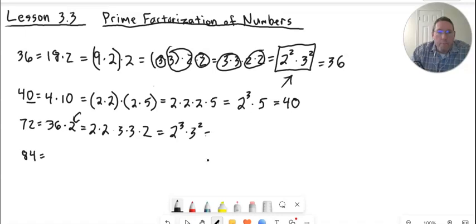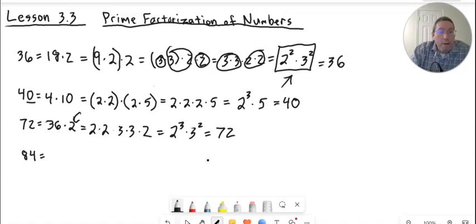3 squared, okay? And then 2 to the 3rd we already saw is 8. 3 squared is 9, and 8 times 9, that's 72. And so we have the prime factorization of 72. Let's do one more here, 84.